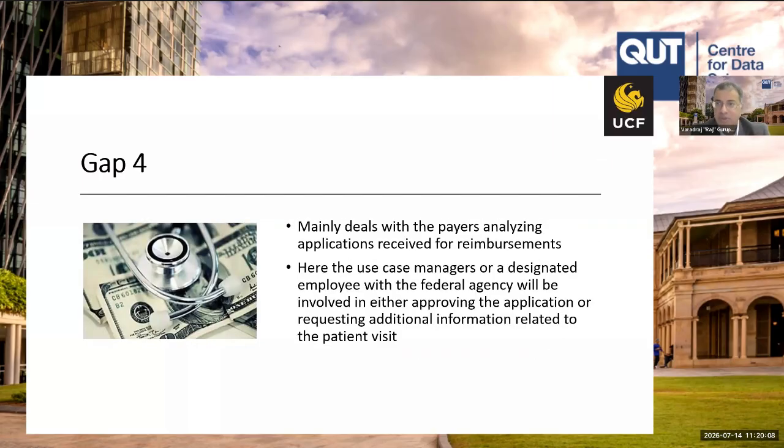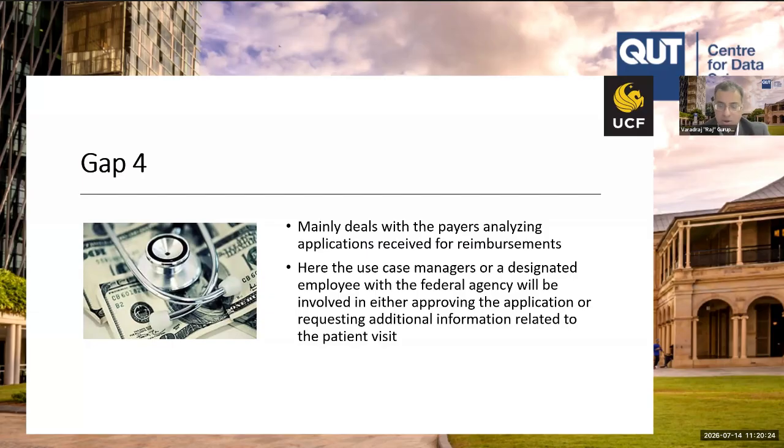Gap 4 is the payer. The payer could be the government, a private insurance, or maybe self-paid, right? There, the payer is not getting enough information to make the reimbursement.